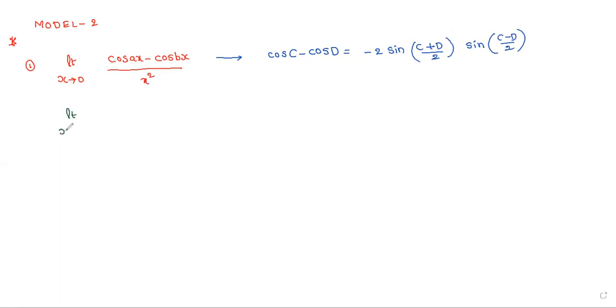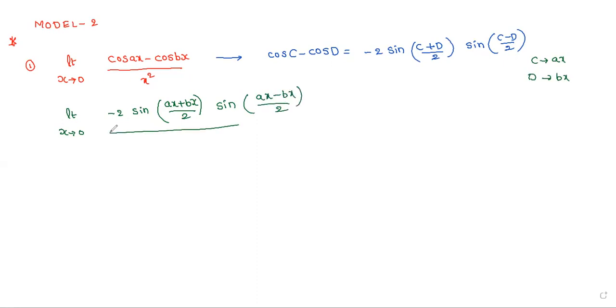Limit x tends to 0, minus 2. C replace ax and d replace bx. Minus 2 sin of (c plus d) by 2, that is (ax plus bx) by 2, sin of the same, (ax minus bx) by 2, all divided by x square.